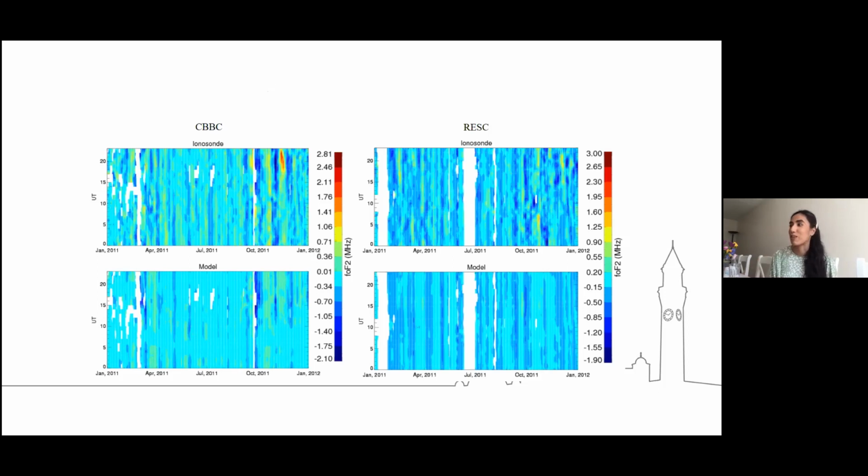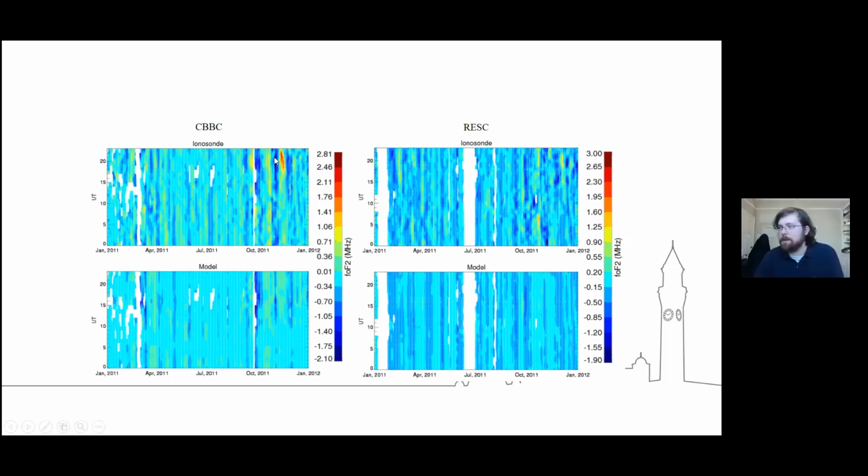I actually had, if no one's asking a question right now, I can ask my really basic one. I'm not so familiar with the ionosphere, so apologies in advance, but it was about this slide. Where you have these red patches in the ionosphere data, and also you see enhancements in your model, they're from storm times, right?